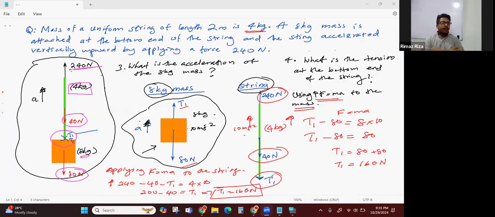Okay, please write down the answer for question number 4. You have to write both the methods. That means applying to the mass and also applying to the string. When you are doing questions, you have to apply only one, but now we are in the process of learning and studying. So here you have to write both the methods.